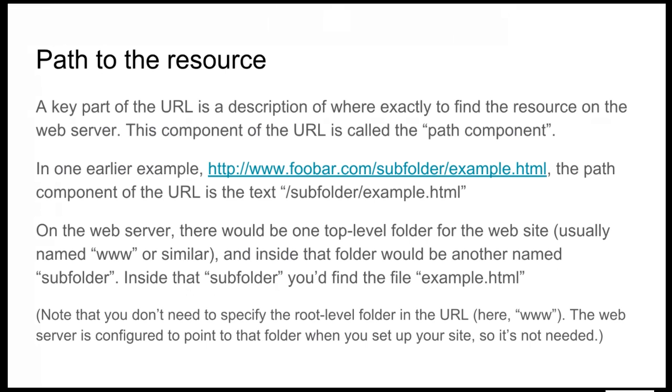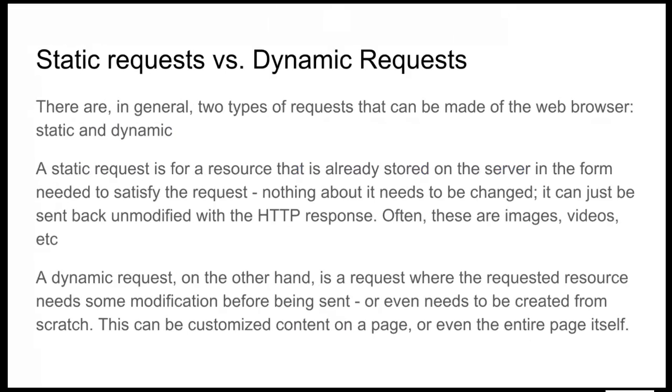Good. Now let's get into a fun part. This is also an overview on just web development itself. There's two types of requests in general that can be made of the web browser. Static requests and dynamic requests. A static request is a request for a resource that is already stored on the server in the form needed to satisfy the request. Nothing about that resource needs to be changed. It can just be sent back, unmodified, with the HTTP response. These are things like images, videos, etc. You don't need to do anything to it. Just send the image, send the video. Doesn't need any modification. It's a static request.